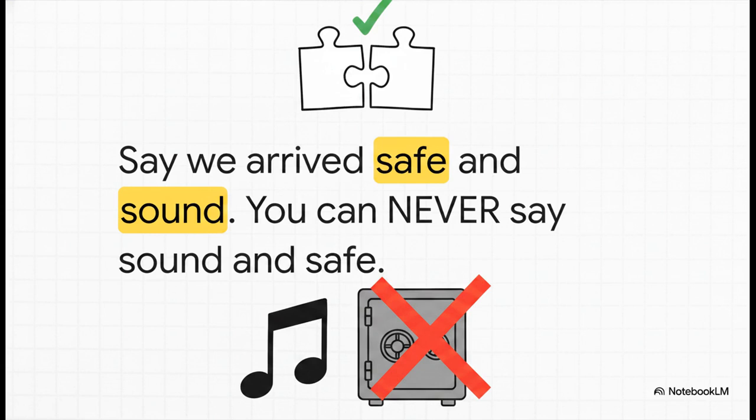Let's see how this builds on another super common phrase. Look at safe and sound, which simply means arriving safely. We always say, we arrived safe and sound. You absolutely cannot flip the order and say, we arrived sound and safe. Even though the individual words mean exactly the same thing, the fixed structure of that formulaic language has been broken. Always make sure you learn the idiom in its exact rigid order.